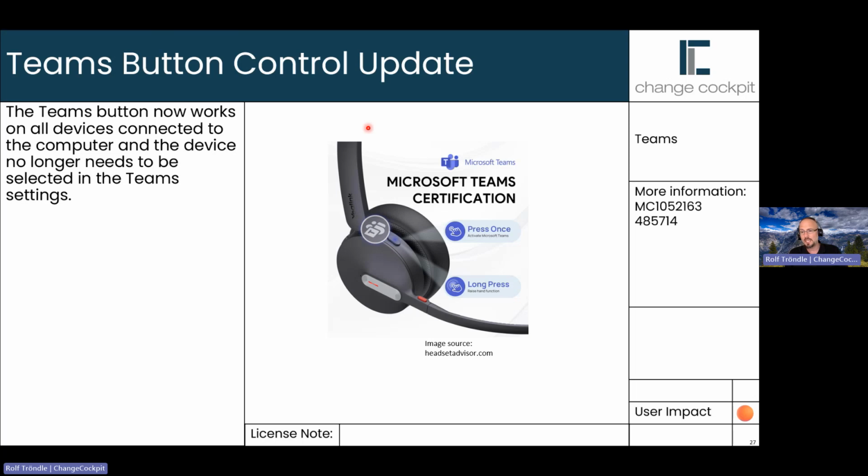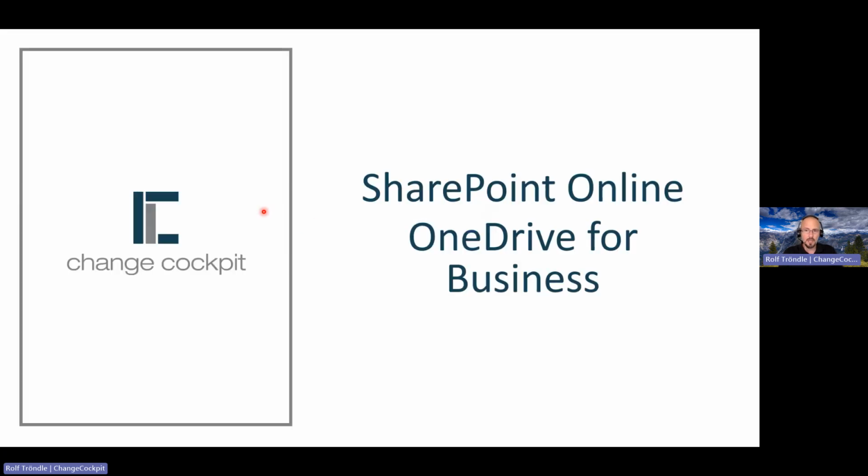And if you have several devices connected to your computer, which all have this Teams certified button, this Teams button, then you had to choose in Teams settings which device wins, or which button on which device works for you. This changes now, so you can use all devices with a Teams button at the same time, and you no longer need to select it in the Teams settings. That's it for Teams. Then we have some changes for SharePoint Online and OneDrive for Business.